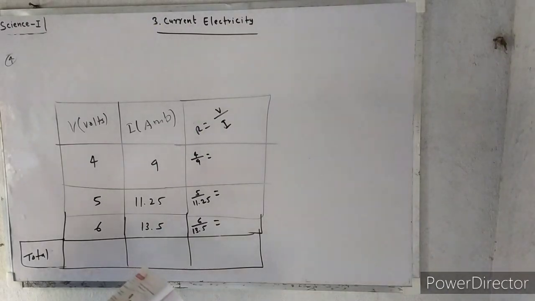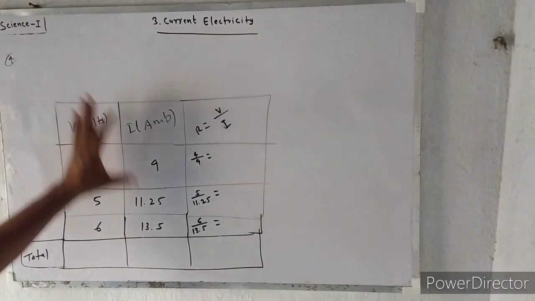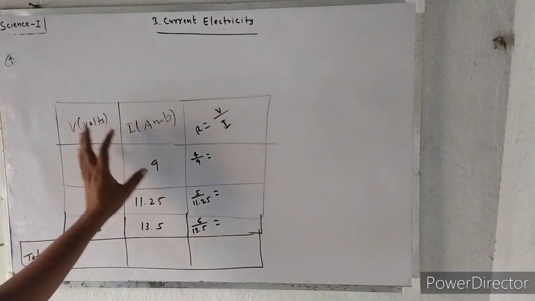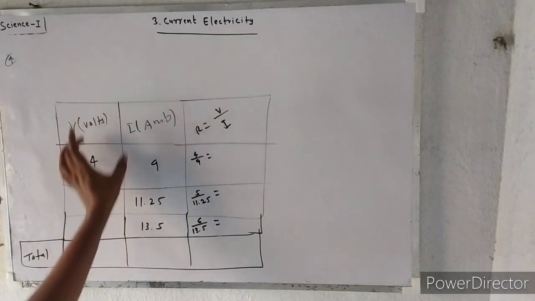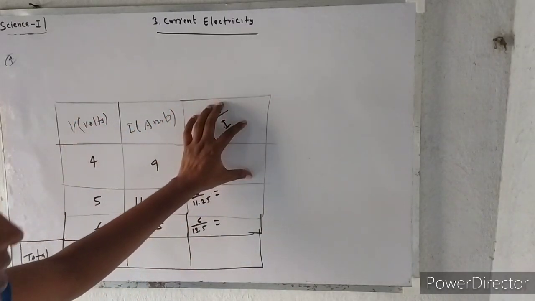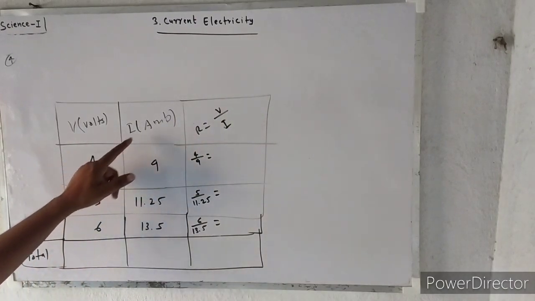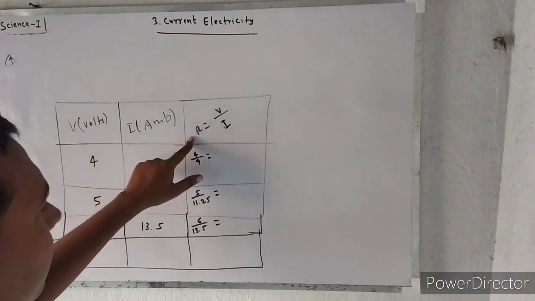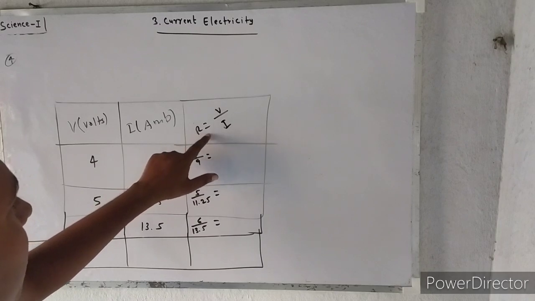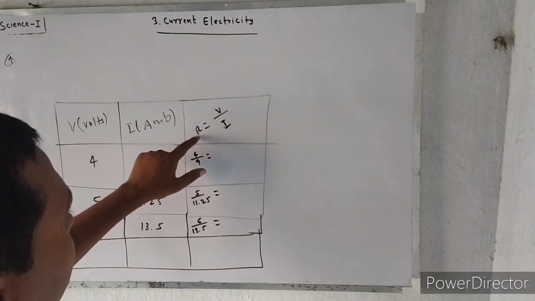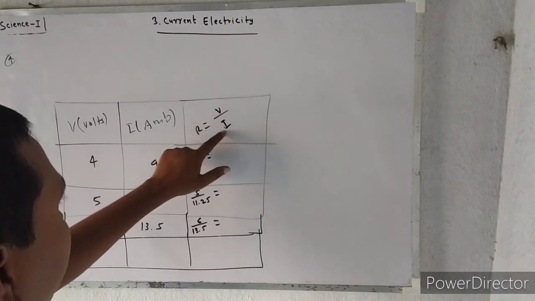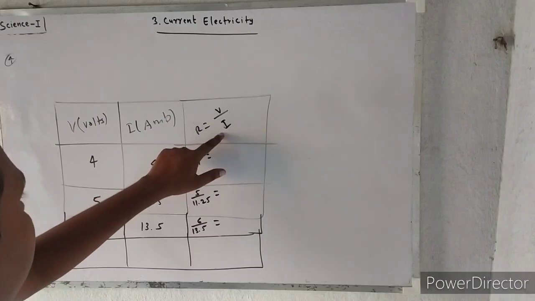Question number 4. One table is given. Actually, in your textbook there are only two columns. I made this extra, voltage and ampere. I made one for resistance. R is equal to V upon I. We know that V is equal to I into R. Then R will be equal to V upon I.